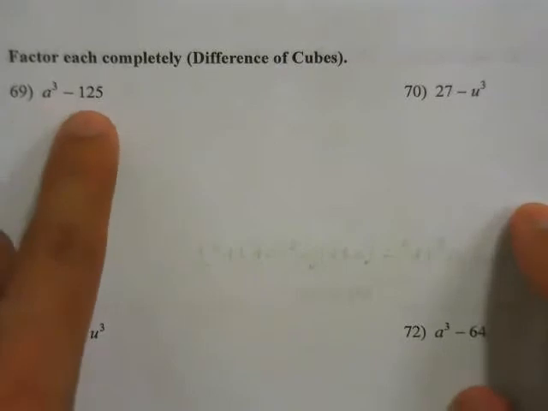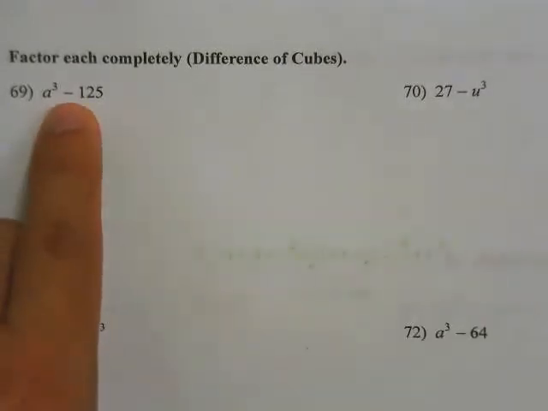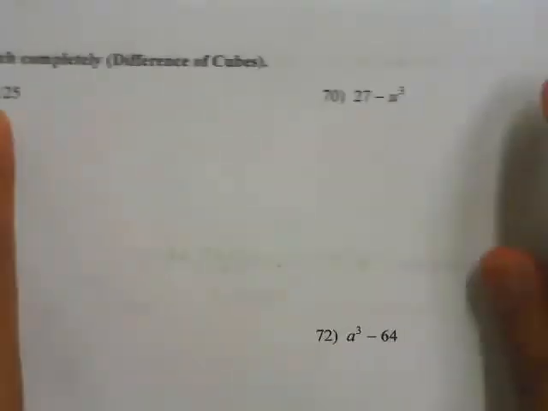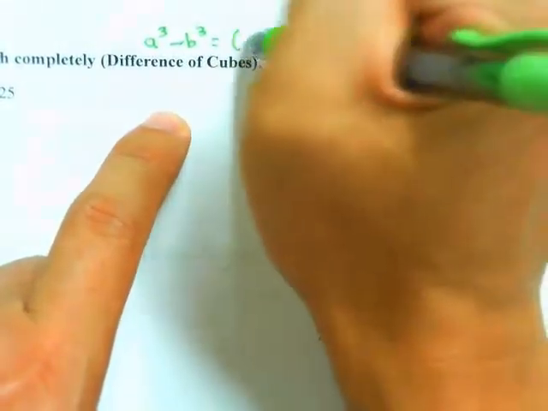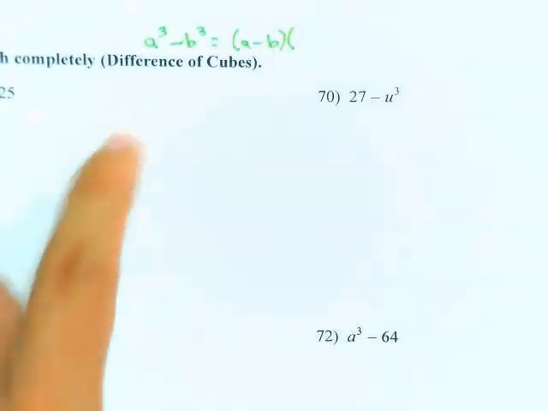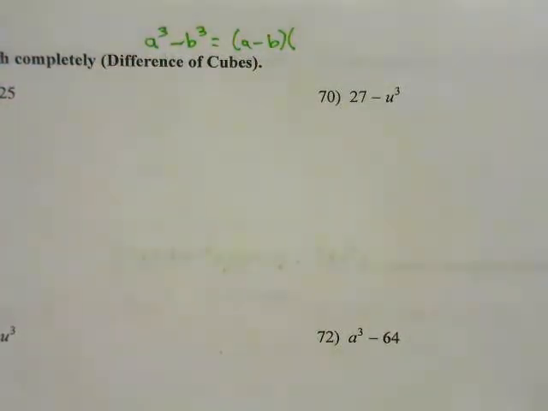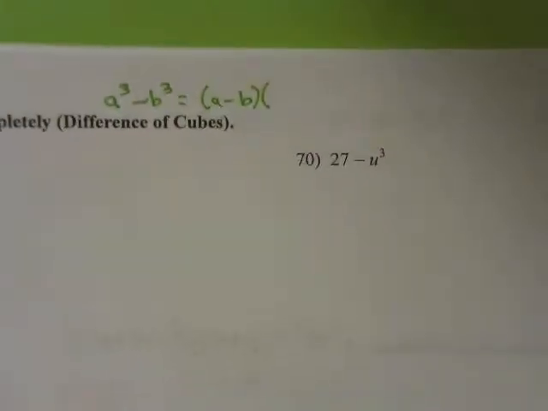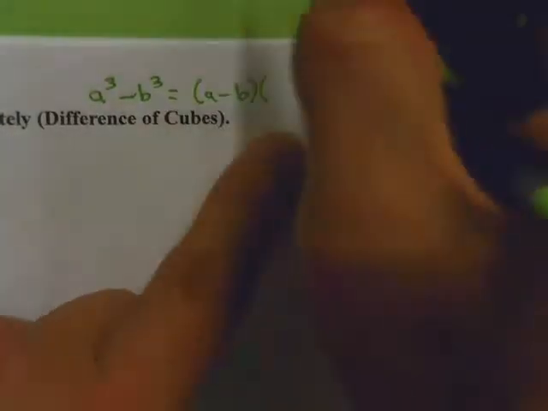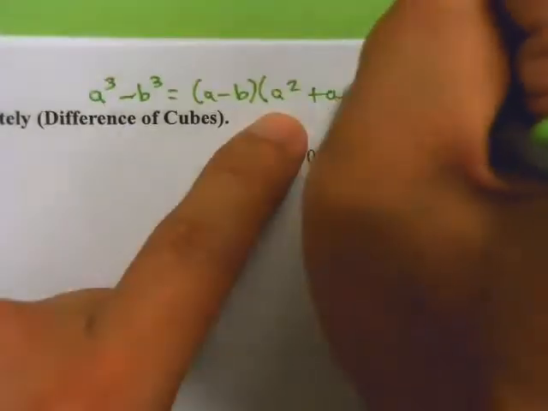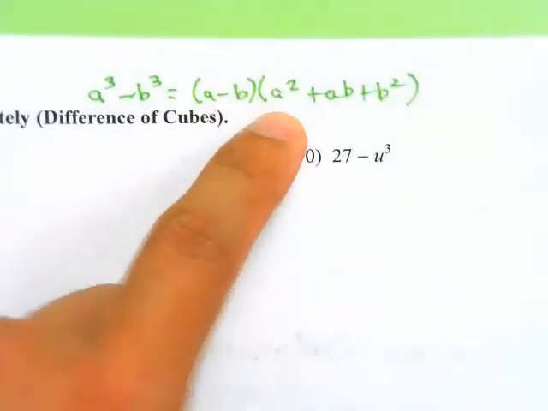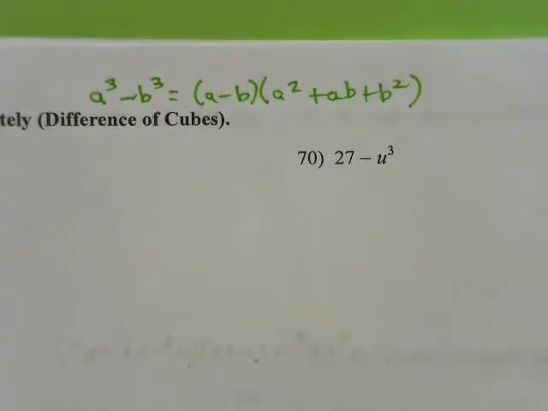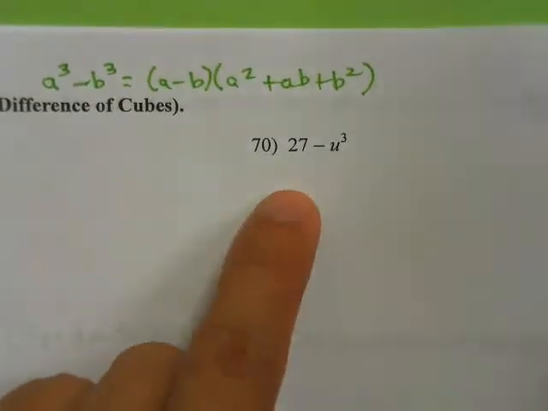So if these two terms are cube rootable and there's a minus sign, there's a different rule for that. So let me put it up over here. A cubed minus b cubed. This time around it's going to be a minus b for your first factor. And then the second factor is going to be a squared plus ab plus b squared. Okay. The number that I want to do, I think I said 69. You know what? I want to do number 70 instead. Okay. So let's take a look at number 70.